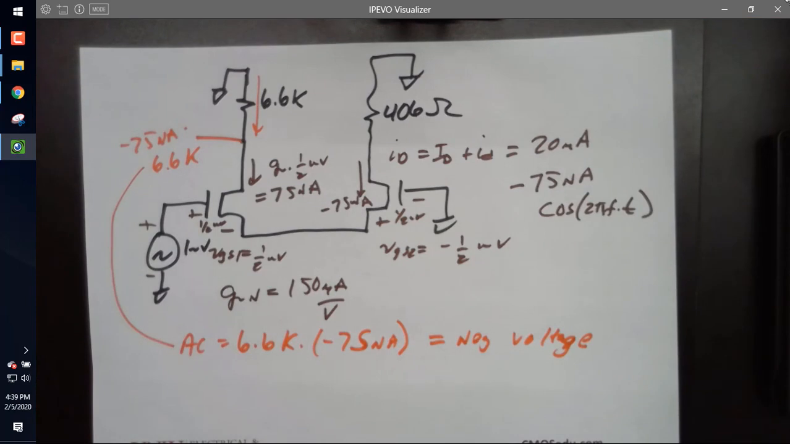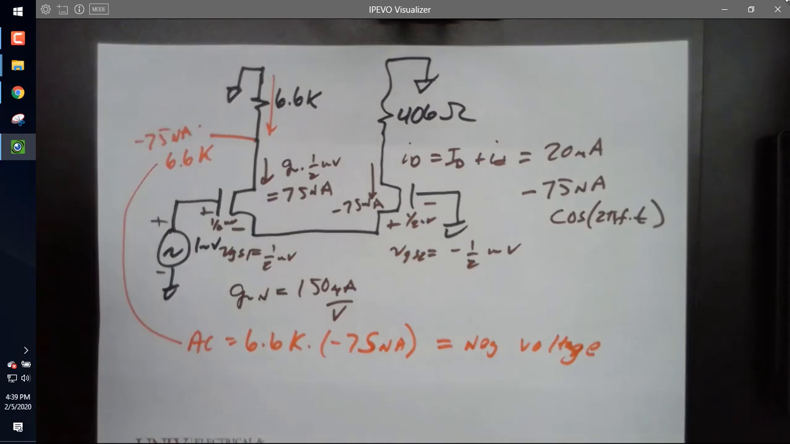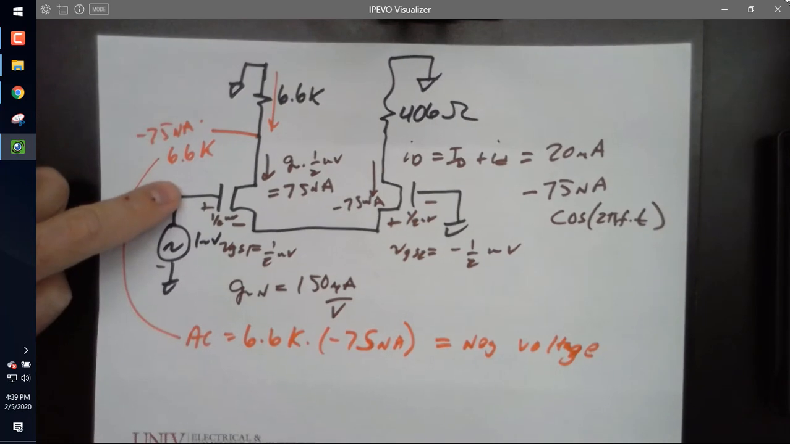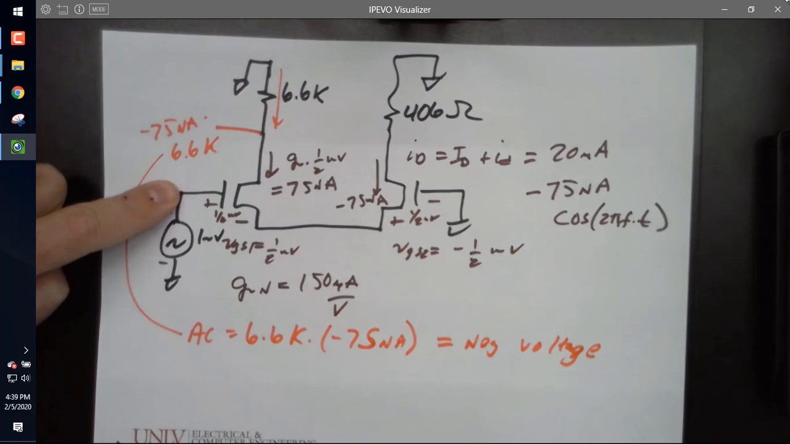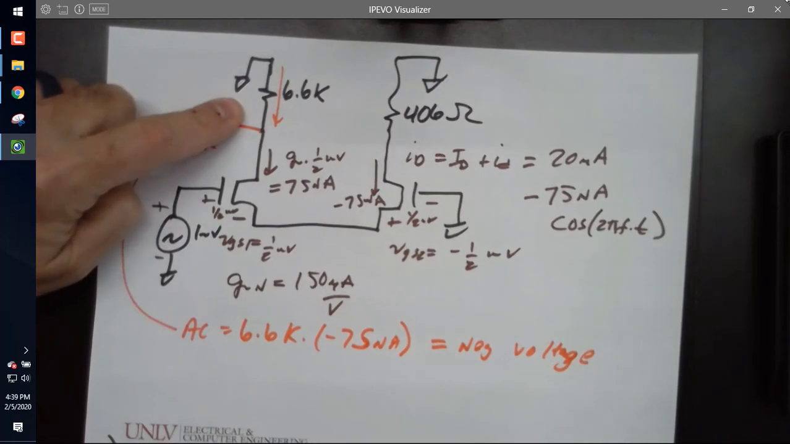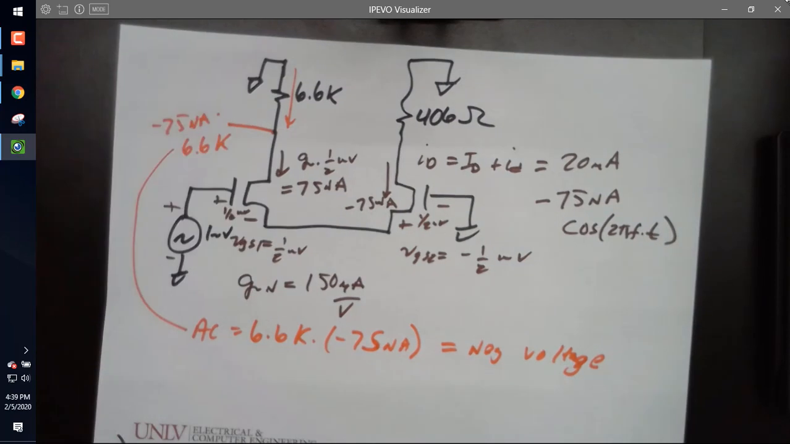So if I look at this and I say negative voltage, I just went over this in circuits too. What does negative voltage mean? Means that it's out of phase with the input. When the input's going up, this terminal's going to be going down. It's out of phase. Any questions about that?